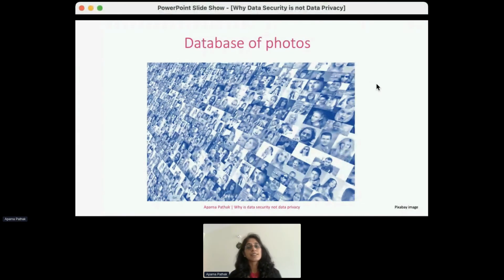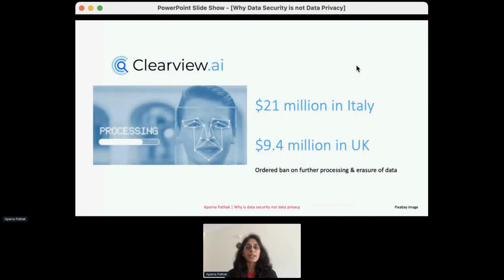They used this data, started monitoring the people and sold this data to law enforcement agencies, wherein criminal matching and everything was done. But they had not informed anybody that they are collecting this data which is publicly available and using it for another purpose. So this company, Clearview.ai, has been fined in not one, but two countries, and their cases are still going on. They have been banned from further processing. They have been ordered to erase all the data that they had collected in this manner.